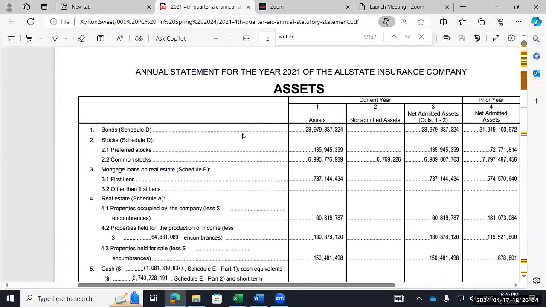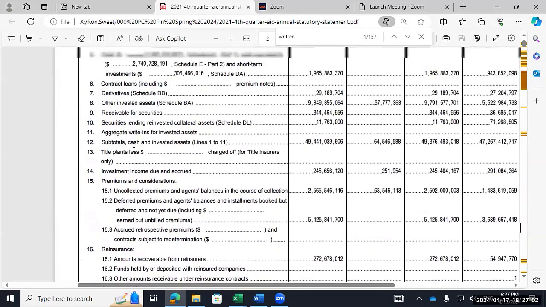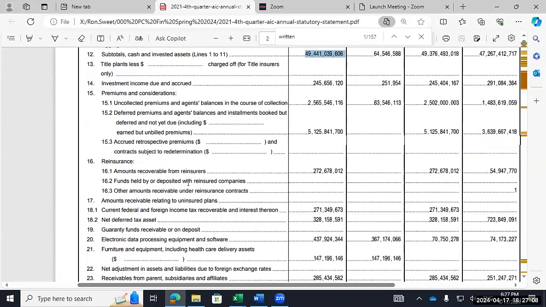All right, then you have the asset page. What do you think the bulk of their assets are? They have $60 billion in assets. 49 billion of that is investments. What do you think their biggest investments are? Would a life insurance company be easy? Be all bonds. What do you think a P&C company would be? And we'll talk about this.